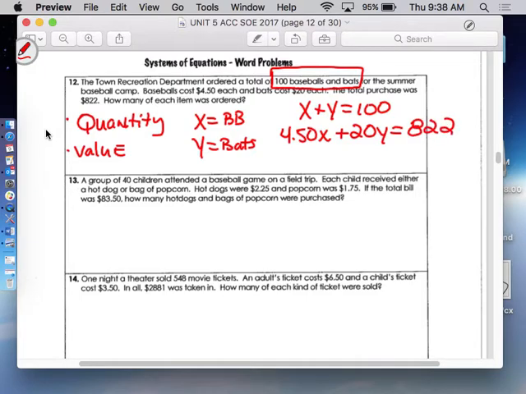Now, I'm not going to solve the systems in this video because I'm confident that you all can do that. I just would like to talk through the setups, and then you should be able to take it from here. Let's look at the next problem.